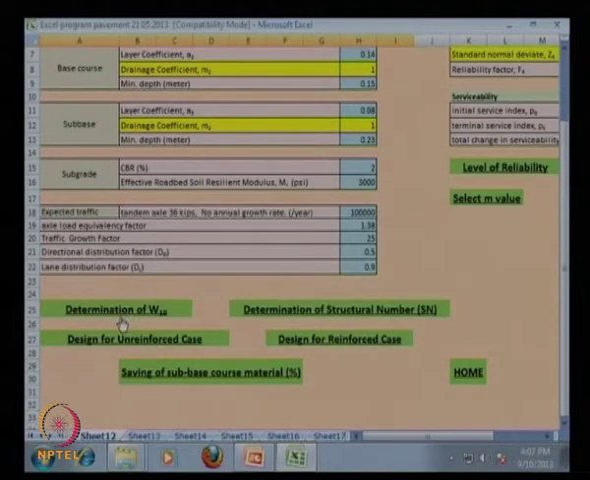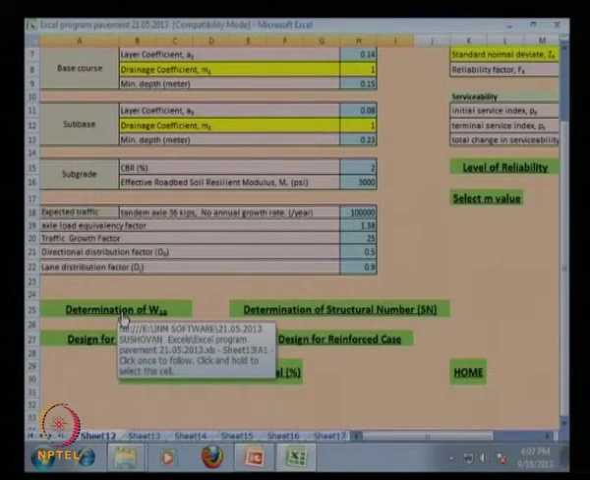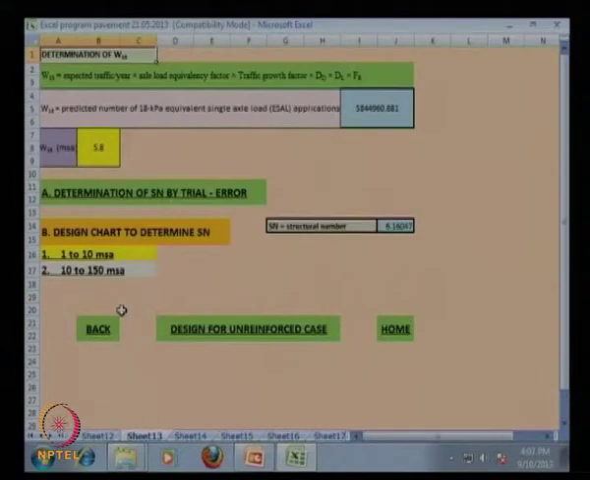Next you can calculate the determination of W18. So W18 is the expected traffic per year into axle load equivalence factor into traffic growth factor into DD into DL into FR. From this you can calculate W18, which comes to 5.8 MSA, that is million standard axles.